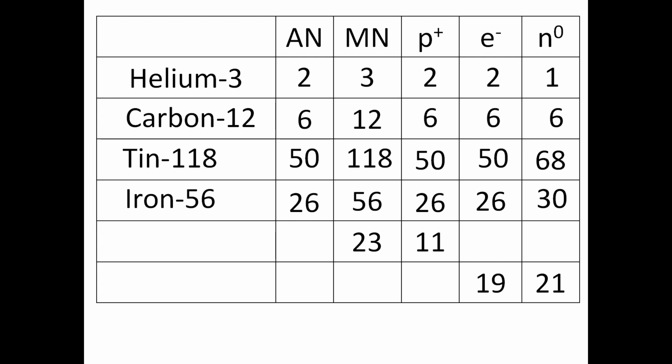Okay, the number of protons here is 11, so our atomic number is 11. So that means our element is sodium. The mass number is given on the table here, so it's sodium 23. Number of electrons always equals protons, so that's 11. Mass number minus atomic number gives you 12.